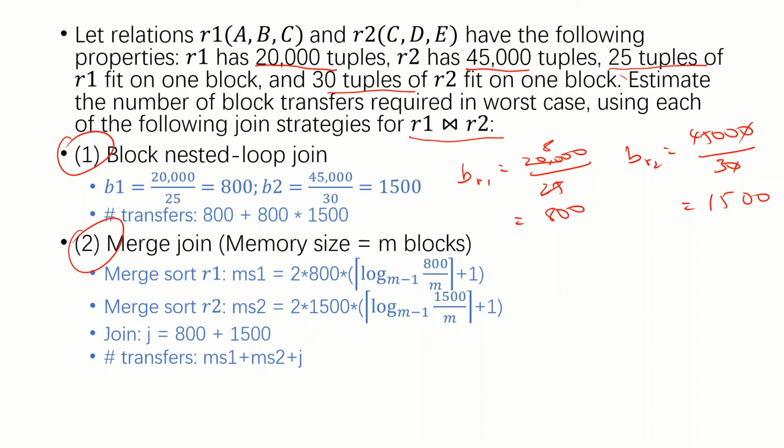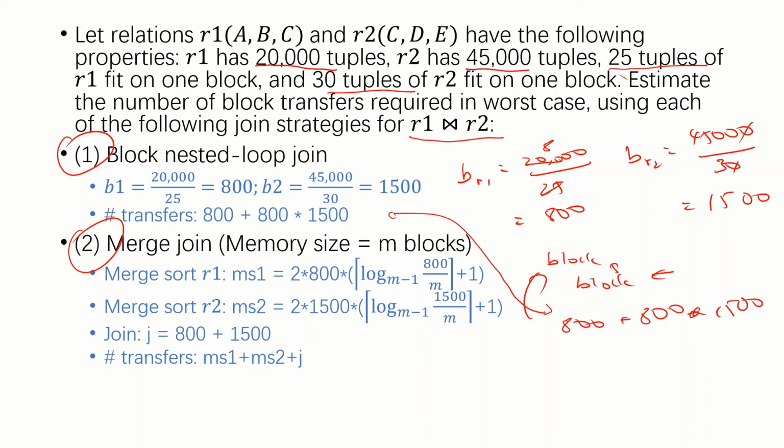So this is going to be a block nested loop join. For a block nested loop join, the worst case scenario for the number of transfers is as follows. For the outer loop, I always need 800. For the inner loop, for every single block of my outer loop, I need to iterate through the blocks in my inner loop. So this will be 800 multiplied by 1500, which is what we have over here. Okay.